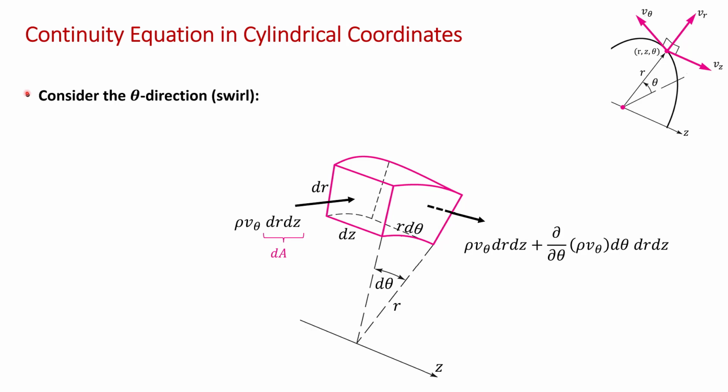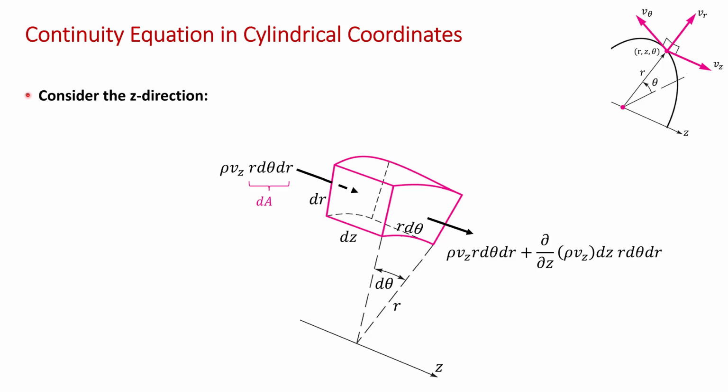Okay, now we do the same thing in the theta direction, in the swirl direction. The mass flow rate into the control volume in the theta direction is rho V theta times the differential area dr dz. But now the differential area is this area. And again, the outlet flow is rho V theta times the differential area plus the rate of change in the theta direction of rho V theta times d theta, again times the differential area dr dz.